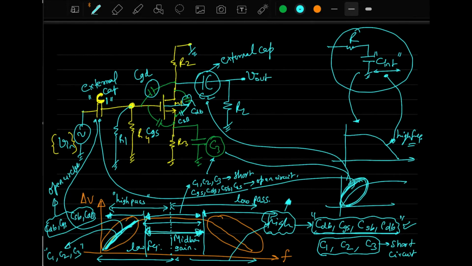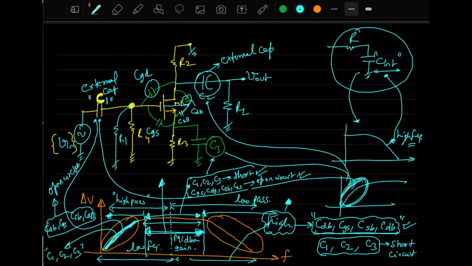The gain equations that you derived prior to your first semester exam were actually midband gain. You were not caring about these capacitances, because you were either taking them as short or as open. So there was no capacitance role played. That's why you were writing midband gain as gm RL or something like that. Whatever analysis you did prior to your first semester exam was midband gain analysis.